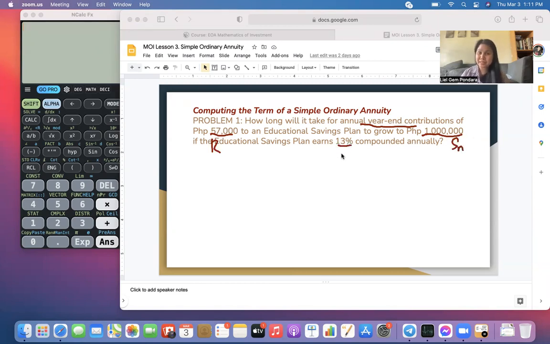Now what is 13%? J, our nominal interest. And compounded annually, so what is our m? 1. Very good. Now, since we have our J, we can also compute for our i. What is the value of our periodic interest rate? 0.13. Very good, because that is 0.13 divided by 1. Now, we're looking for this one. How long will it take? So basically, we're looking for t.